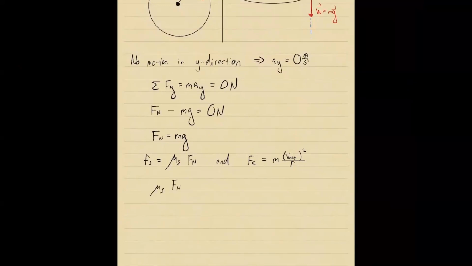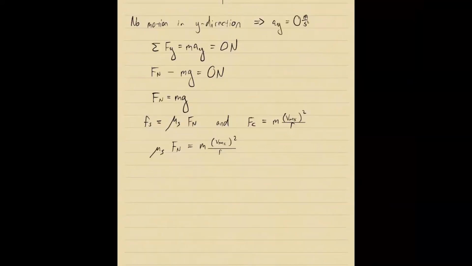So we have μs times Fn on the left. And on the right, we have our centripetal force, which looks like this. Right. And now we can plug in our result for the normal force onto the left-hand side. So notice that the left-hand side becomes coefficient of static friction times the mass times g. And on the right-hand side, that's the mass times our max speed squared divided by r.